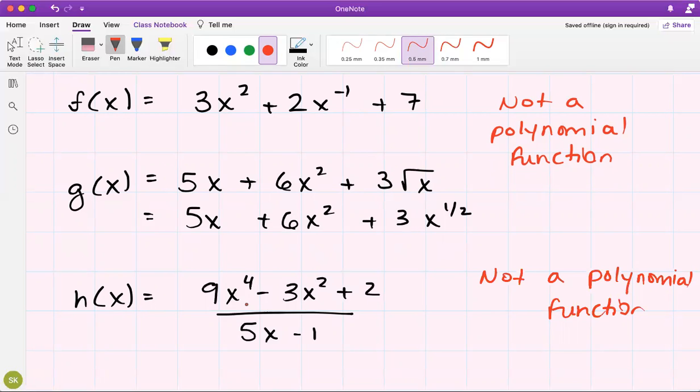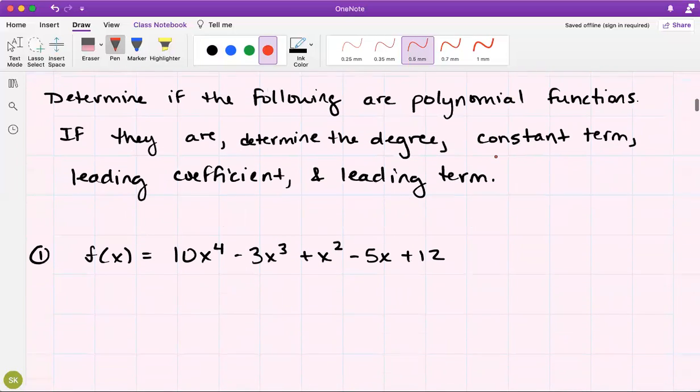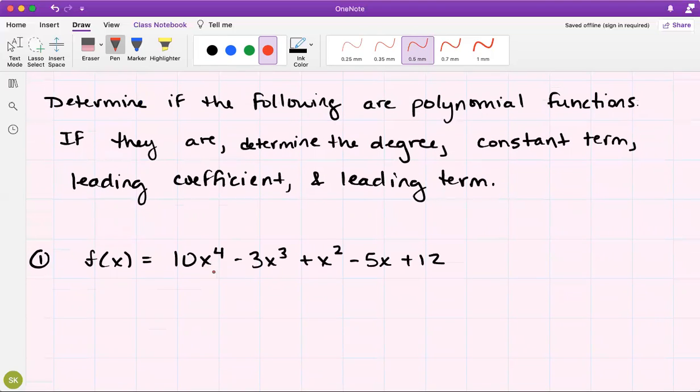Okay, so I'm going to give you a bunch of different functions, and let's just see if we can recognize if they're polynomial functions or not. So determine if the following are polynomial functions. If they are, let's find the degree, the constant term, the leading coefficient, and the leading term. So here's the first one. 10x to the fourth minus 3x cubed plus x squared minus 5x plus 12. This is a polynomial function. I'm going to abbreviate that.